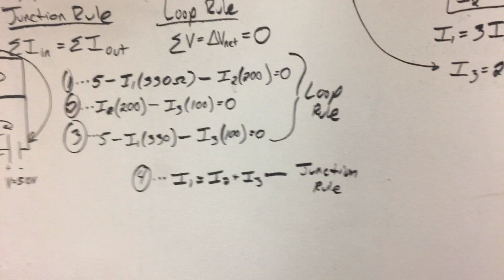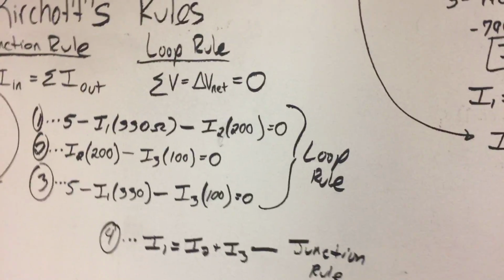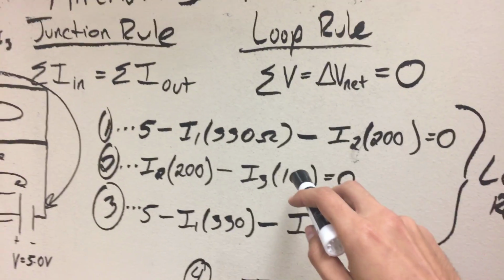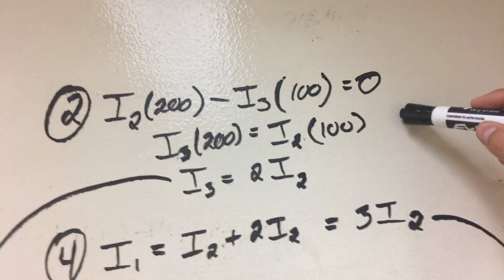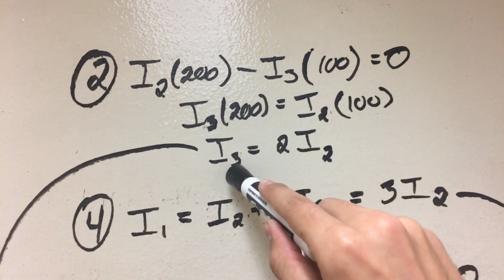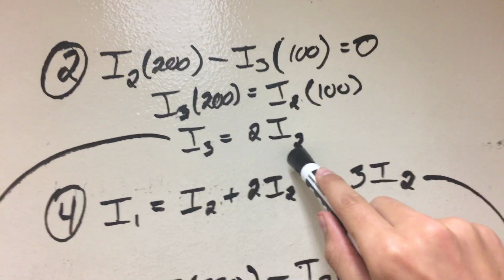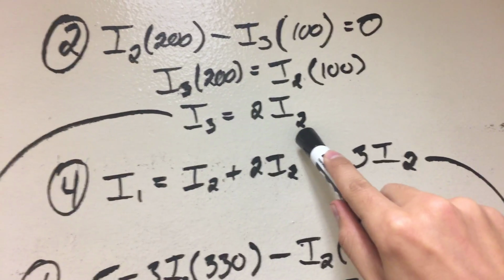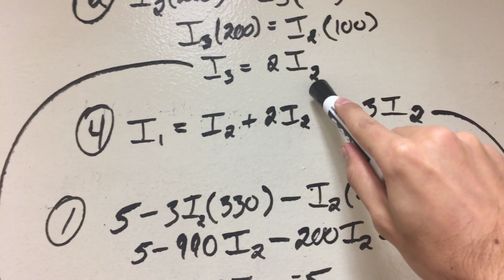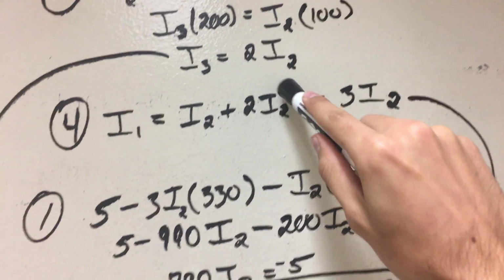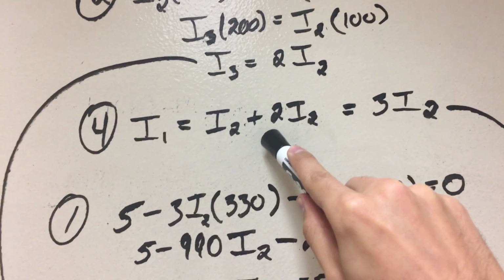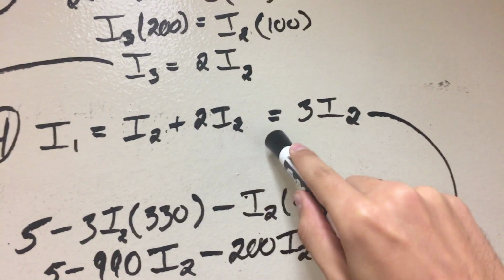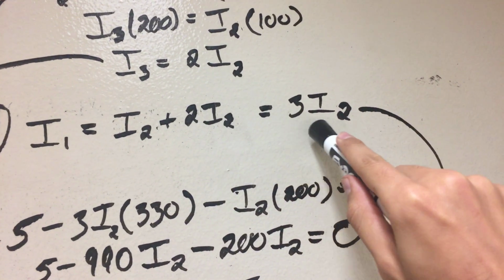Okay, so first we take this second equation and we modify it a little bit and do some algebra, and we get that I3 equals 2 times I2, and then we can use that and put it into our junction rule equation, and this gives us that I1 equals 3 times I2.